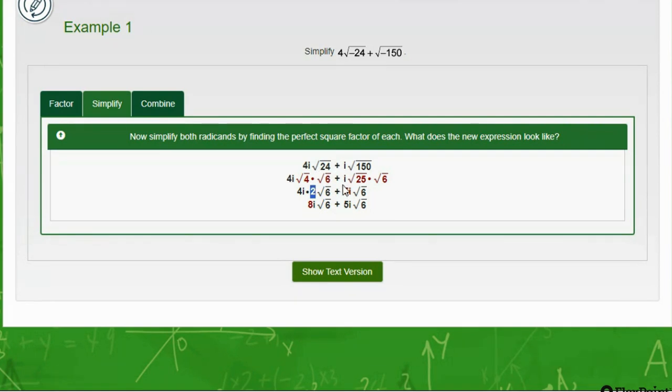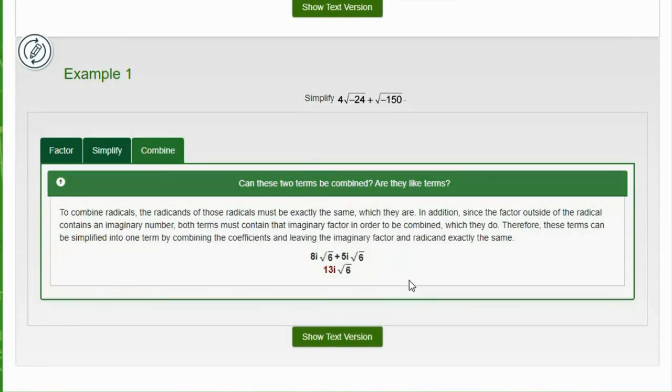After the plus, you got 150, which is 25 times 6. The square root of 25 is 5. So you got 5i square root of 6. Now you've got 8i square root of 6 plus 5i square root of 6. Oh, look, these are the same. They're both the square root of 6. So we can put them together and have 13i square root of 6. Since they both have the square root of 6, it's kind of like having the same variable. You can combine them. They are like terms, so we can add them together.